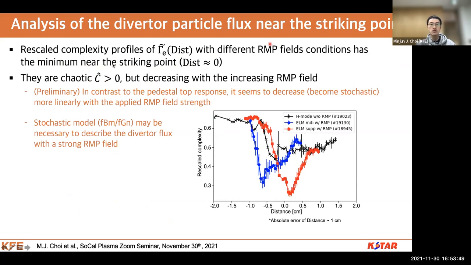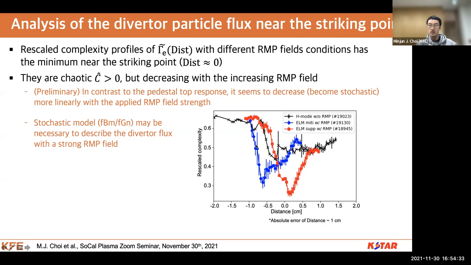So this is the rescaled complexity profile of a particle flux with different RMP field conditions. Here, the black line is the rescaled complexity profile of a particle flux across the distance and across the striking point, which would be around zero here. And the H-mode phase without RMP field is shown in black, the ELM mitigation phase shown in blue, and the suppression phase case shown in red. And they have some common features: a very fast drop and a slower recovery.